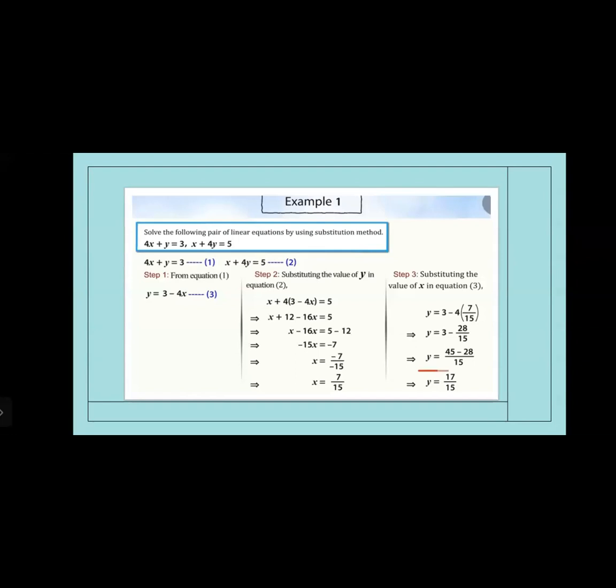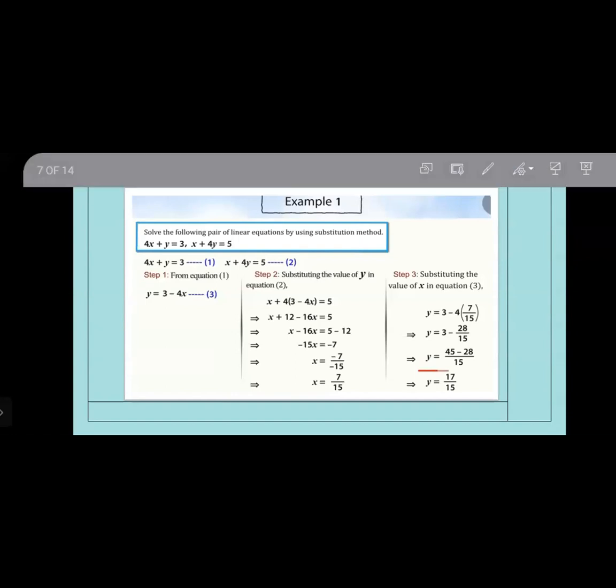Now here you can see: solve the following pair of linear equations by using the substitution method. This is very, very important. Here I have specially mentioned the substitution method, so you are going to solve only and only by the substitution method. First see the question: 4x plus y equals 3 and x plus 4y equals 5.